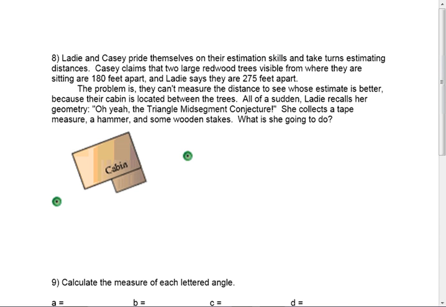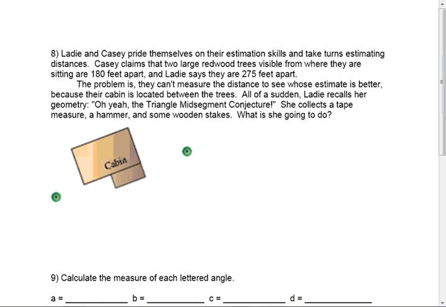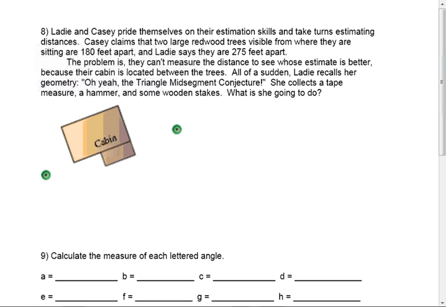Okay. Well, let's read the cabin problem. Laddie and Casey pride themselves on their estimation skills. They take turns estimating distances. Casey claims that the two large redwood trees visible from where they are sitting are 180 feet apart. Laddie says they're 275 feet apart. The problem is you can't measure the distance to see whose estimate is better because their cabin is located between the trees. Yeah, you can measure with the cabin. Okay, so we're going to do it in a different way.